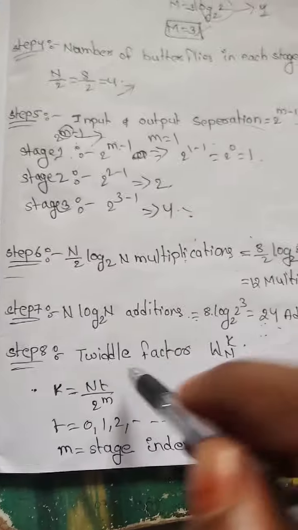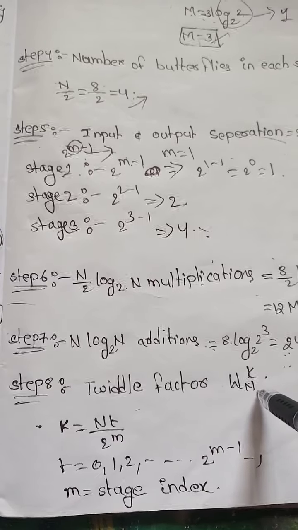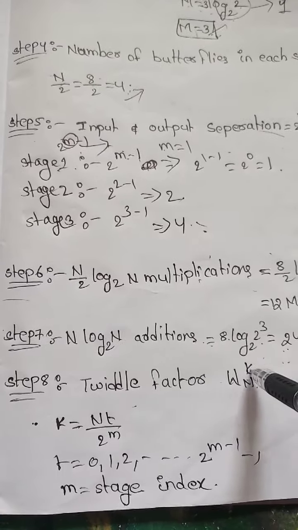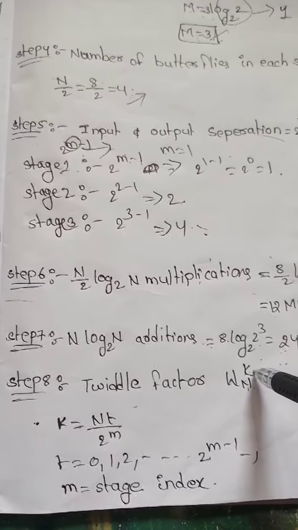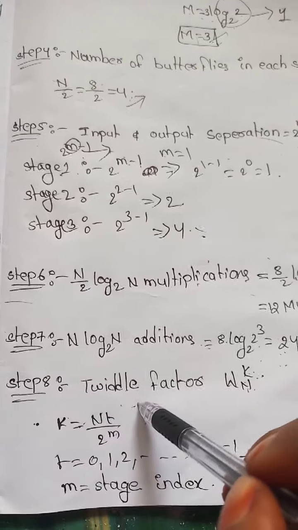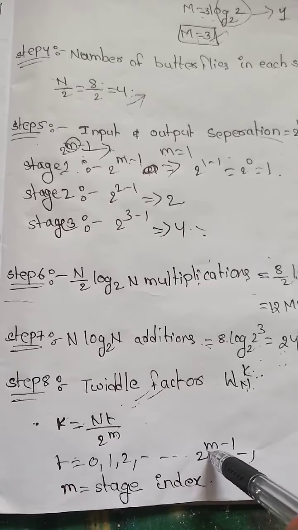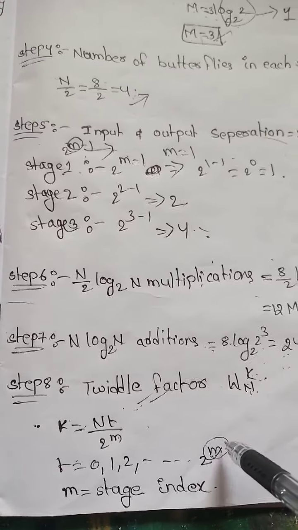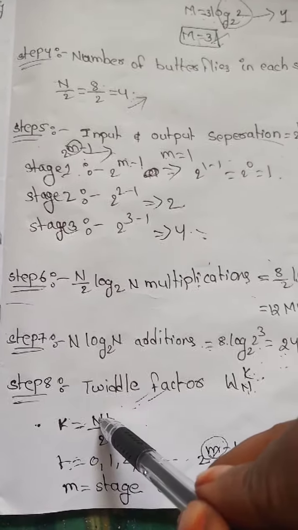Okay. Next, our 8th step is the Twiddle factor. The Twiddle factor formula is Wn of k. We already know capital N. Now we are going to find the k. So take k is equal to nt by 2 power m. We don't know the t value. t can change for each stage because we have small m here. So for each stage t will change. If t changes, k also changes.